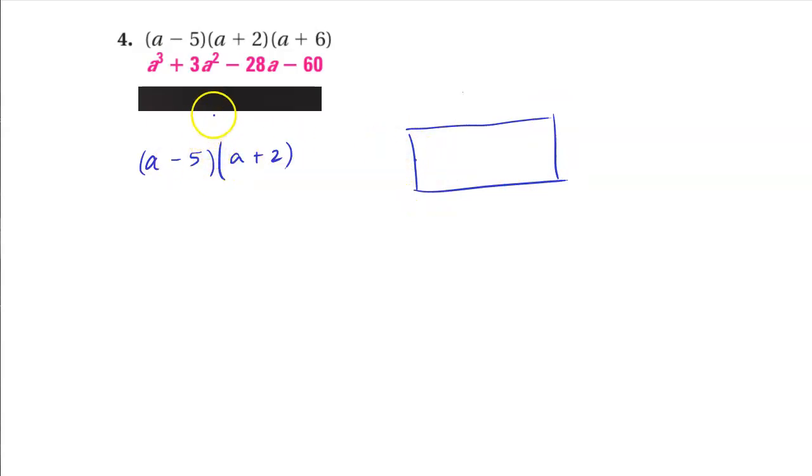So what you do with it is you take one of the parentheses, or one of the sets of terms of one of the parentheses, and you put them up top. So I'm going to say this is a, and this is negative 5.